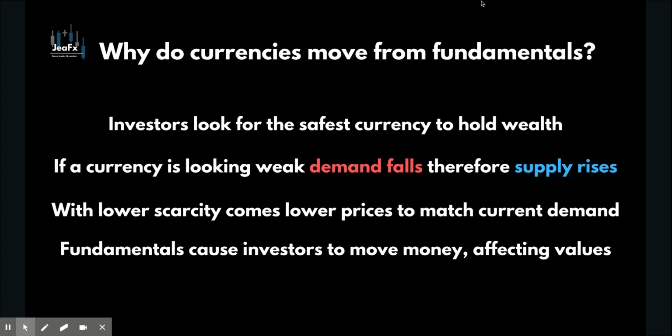And fundamentals will consistently cause investors to move their money from place to place. So values are consistently affected by supply and demand as a result of investors looking to hold their currency in the safest locations, be it a currency or a commodity like gold, silver, palladium, or oil.